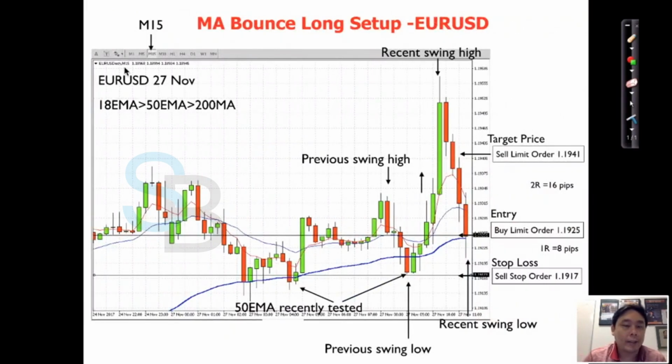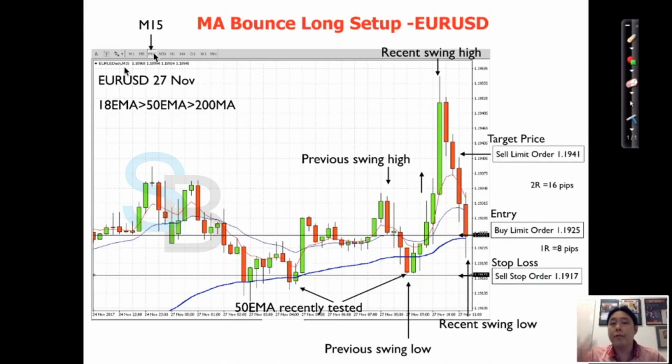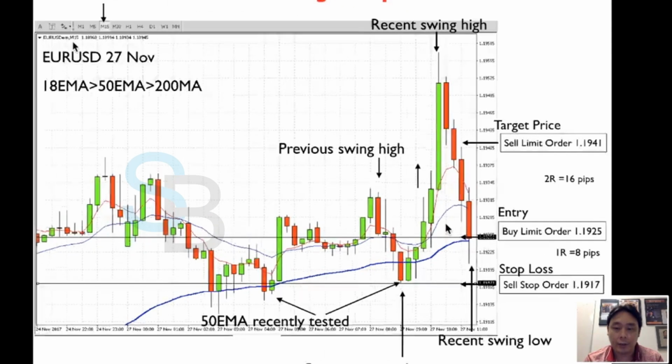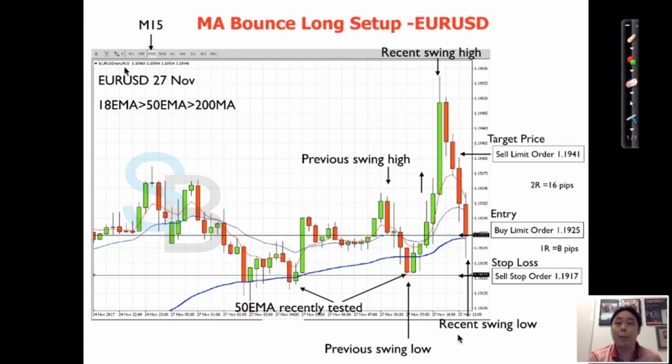So the next trade example we're going to look at would be Euro USD on the 27th of November. Again, we're looking at the 50-minute candles. That's where we're going to place our entry. So again, do we have a very clear uptrend? Is the 18 above the 50? Is the 50 above the 200? Yes, as you can see, 18, which is the blue line, is above the 50. The 50 is above the 200, which is somewhere below. You can't see it. It's not in the charts, but it's somewhere below.